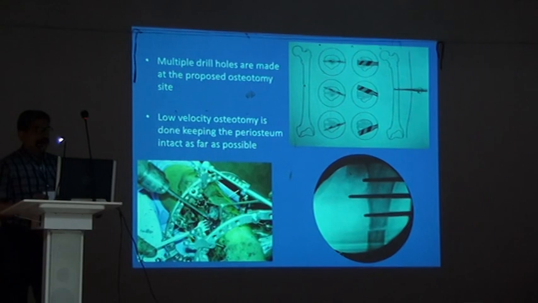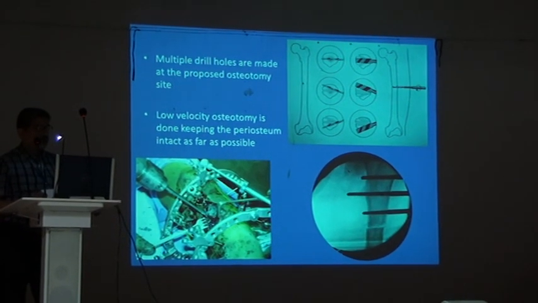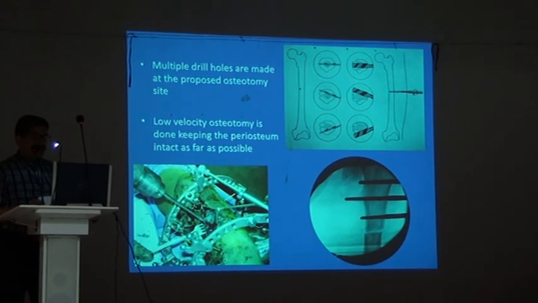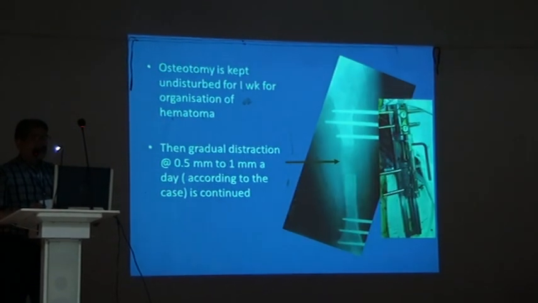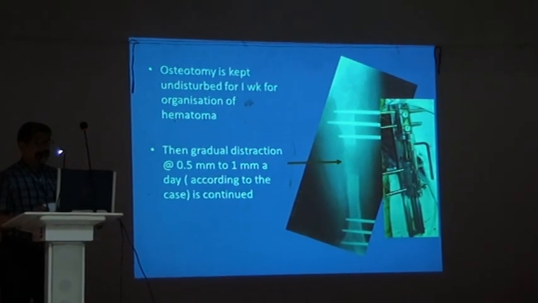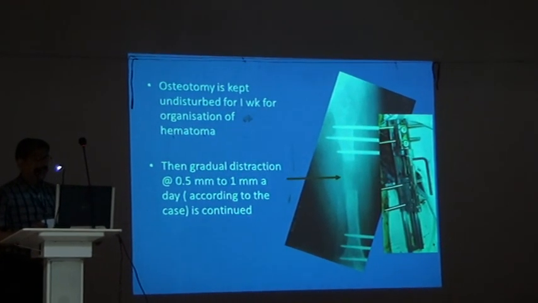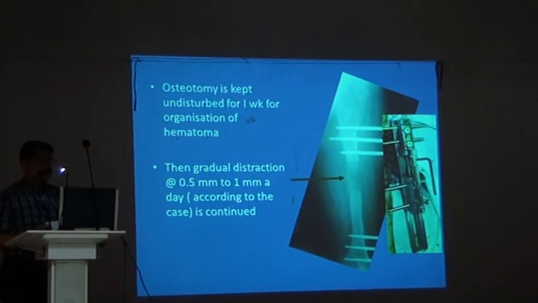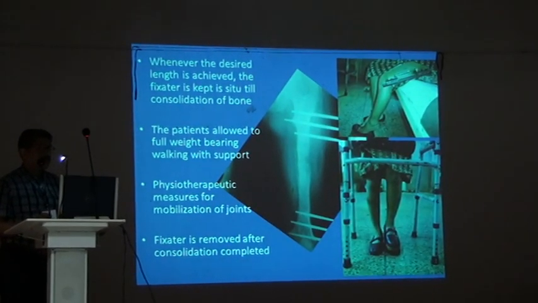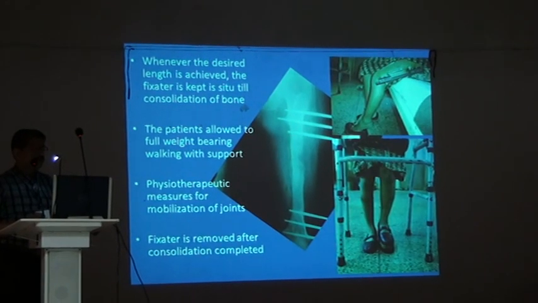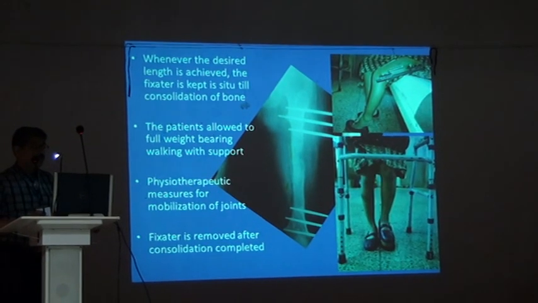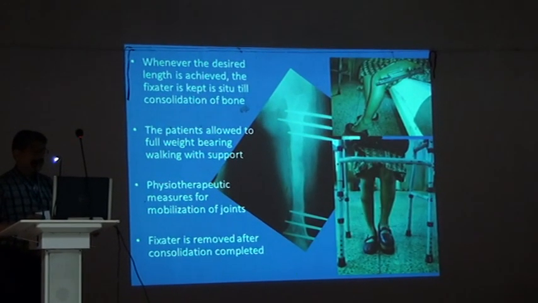Now the procedure is that the shortened long bone is fixed with a fixator maintaining the anatomical axis. Then multiple drill holes are made at the proposed osteotomy site and a low velocity osteotomy is done, keeping the periosteum intact as far as possible. The osteotomy is kept undisturbed for 1 week for organization of the hematoma, then gradual distraction at the rate of 0.5 mm to 1 mm a day. Whenever the desired length is achieved, the fixator is kept in situ till consolidation of bone.